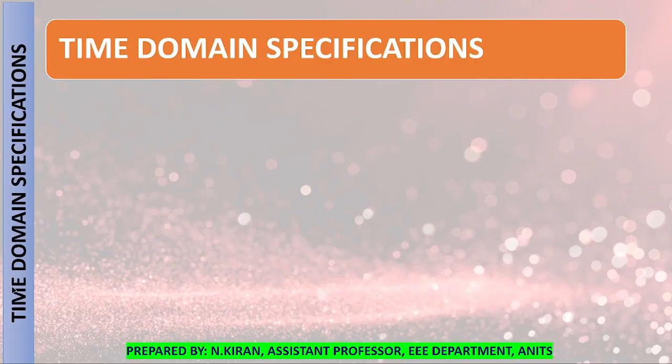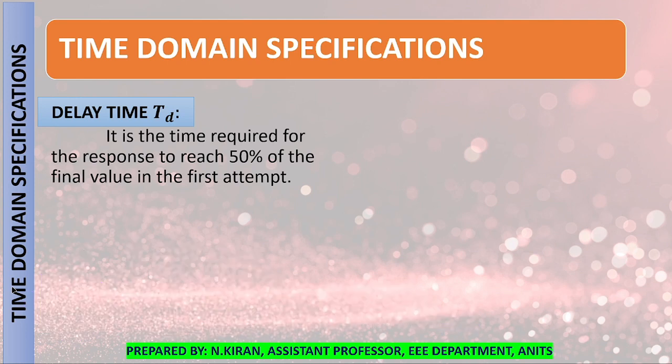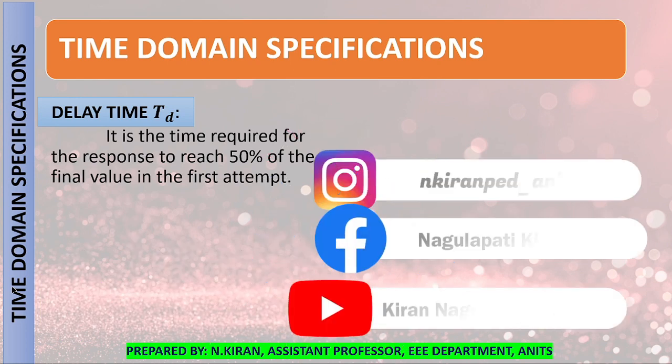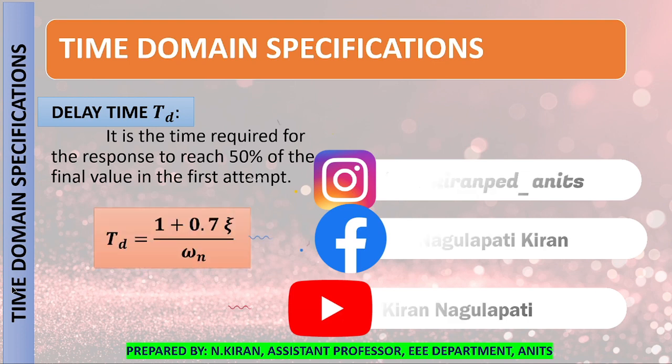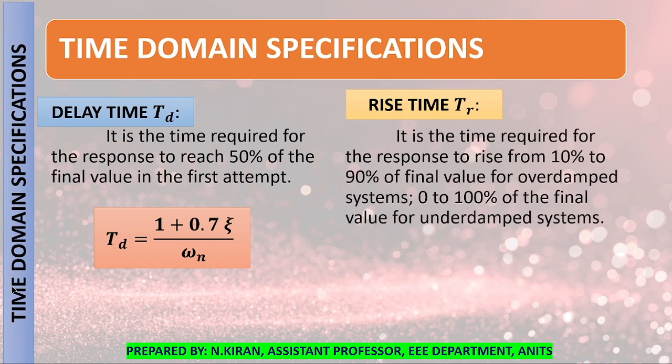The first time domain specification is delay time, denoted by TD, and it is defined as the time required for the response to reach 50% of its final value in the first attempt, and mathematically it is given as TD is (1 plus 0.7 zeta) by omega n. The second time domain specification is rise time. It is denoted by TR and it is defined as the time required for the response to rise from 10% to 90% of its final value in case of overdamped and 0 to 100% of the final value in case of underdamped. It is mathematically given as (pi minus theta) divided by omega d.